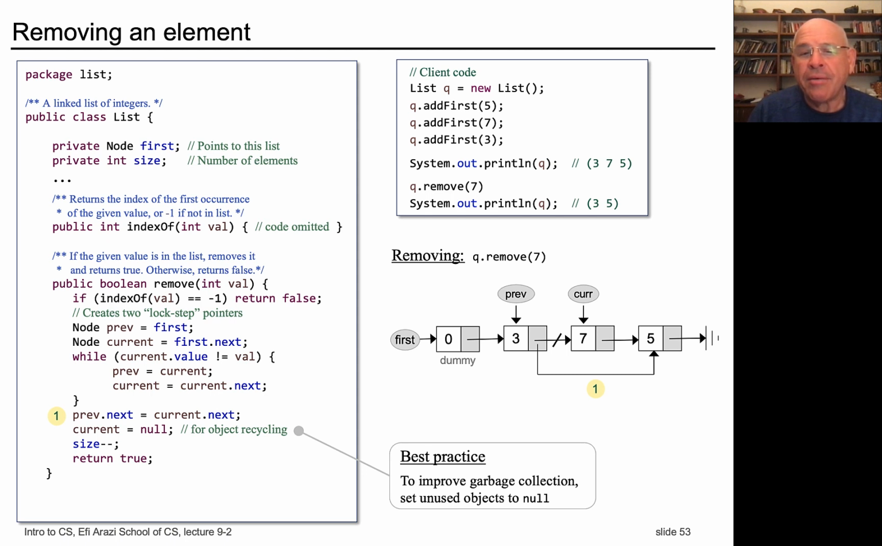So in order to prevent this problem, whenever I don't use an object, I set the pointer to this object to null. Once you set current to null, it means that 7, this element here, this object, is not being pointed at by any object. And then it becomes a candidate for recycling. Okay? So this was kind of an optimization comment, best practice.